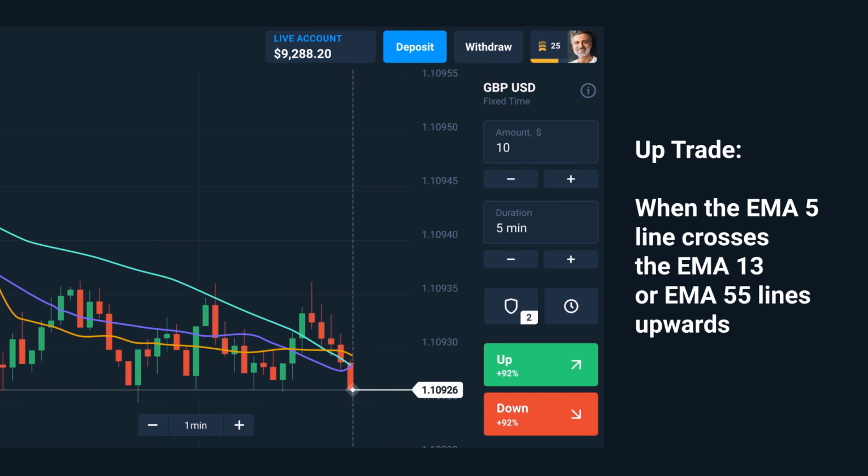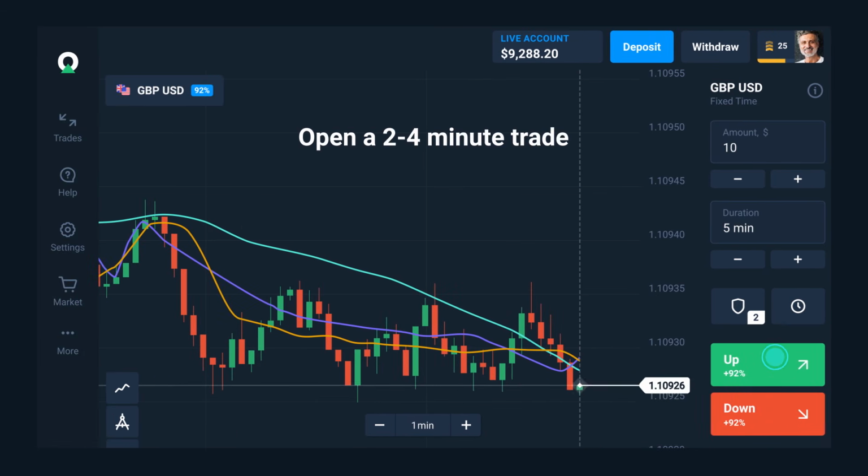To open an up trade, wait for the EMA 5 signal line to cross the EMA 13 or 55 bottom to top. Open a 2 to 4 minute trade.